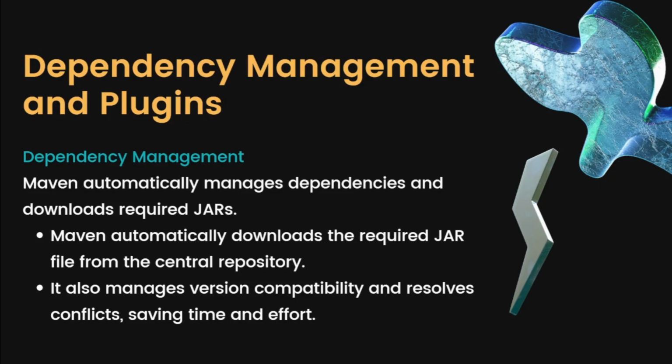Now, what is a central repository? The central repository has hundreds and thousands of dependencies that any Java project needs. Like your Java project needs a MySQL dependency, but some other project needs other dependencies. All of these dependencies are stored in the central repository, and whenever your project needs a certain dependency, Maven will go to that central repository, look for it, and download it automatically. It also manages version compatibility and resolves conflicts, saving time and effort.